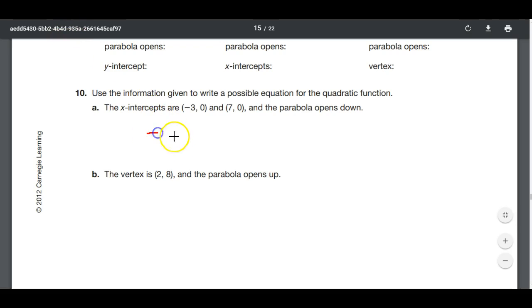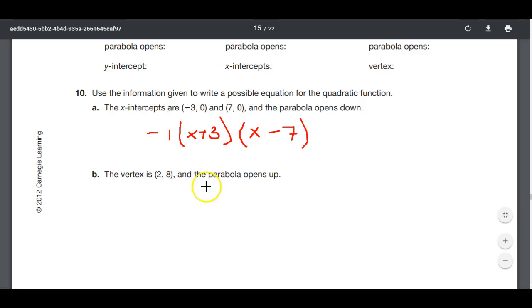So I'd have -1, let's just say for now. And then I need a 0 at -3, so at x plus 3. Okay, that would give me this 0 here. The -1 makes it open down. And then over here I need x minus 7, so that 7 would be my other 0. Okay, so now I have those zeros in that.